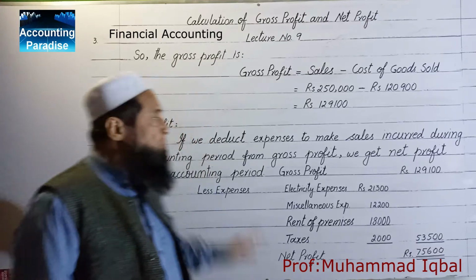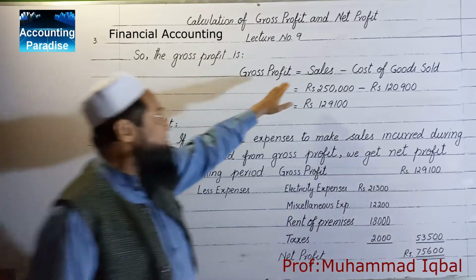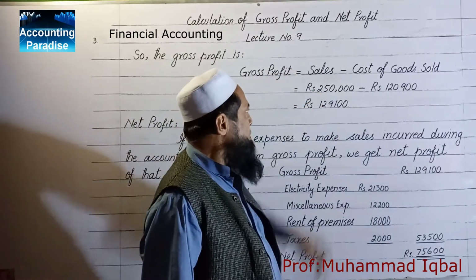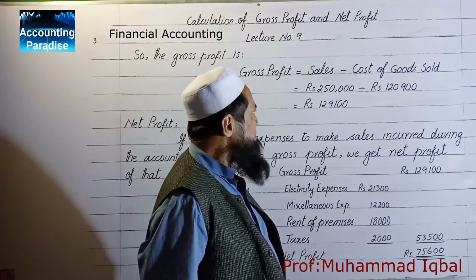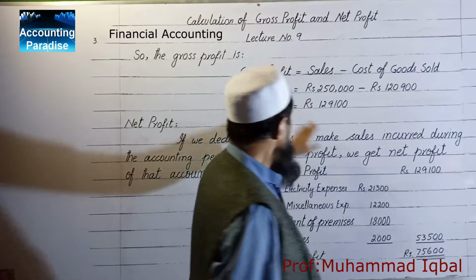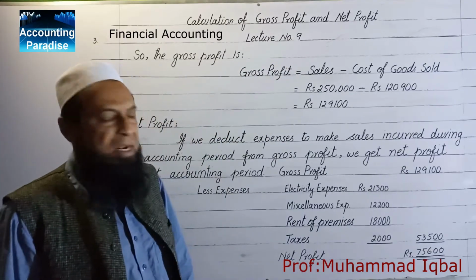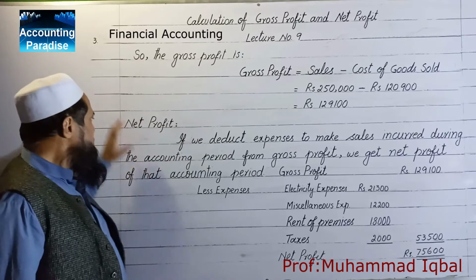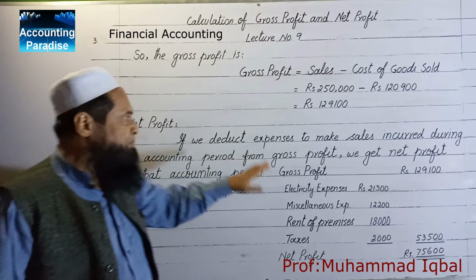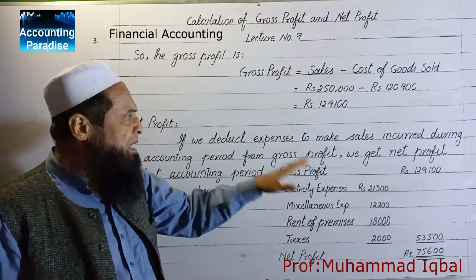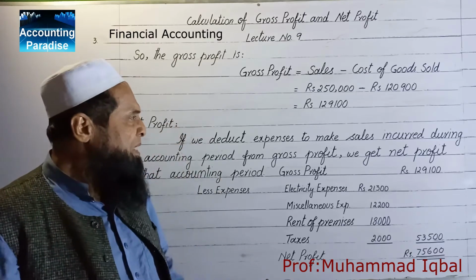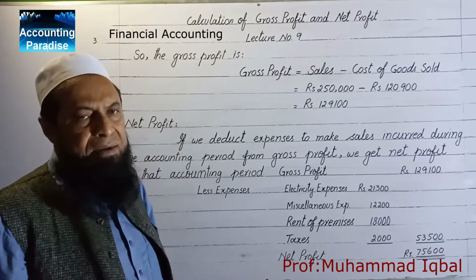We have calculated the cost of goods sold to be rupees 1,20,900. So the gross profit is equal to sales minus cost of goods sold. Sales are rupees 2,50,000 minus the cost of goods sold. Gross profit is equal to 1,29,100. Now we come to net profit. If we deduct expenses to make sales incurred during the accounting period from gross profit, we get net profit for that accounting period.